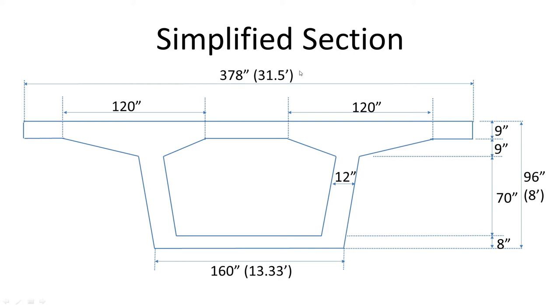The top width of the section is 31.5 feet. The depth of the section is 8 foot. The bottom width of the section is 13.33 feet. And the webs are 1 foot wide.